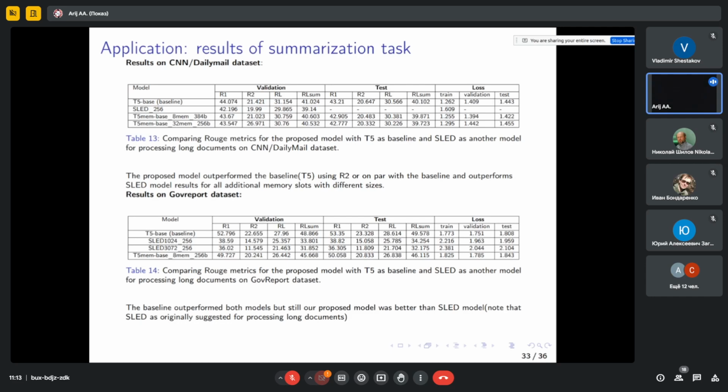But what is the difference? Okay, using chunking in the proposed model gives us less computational cost.